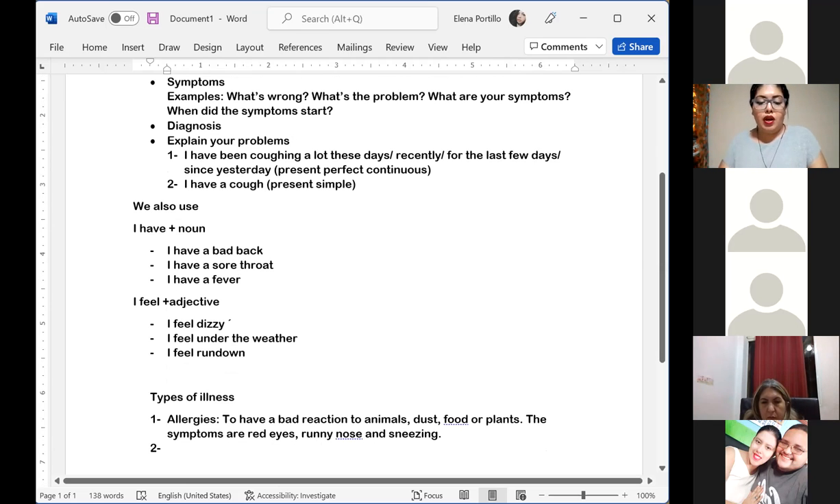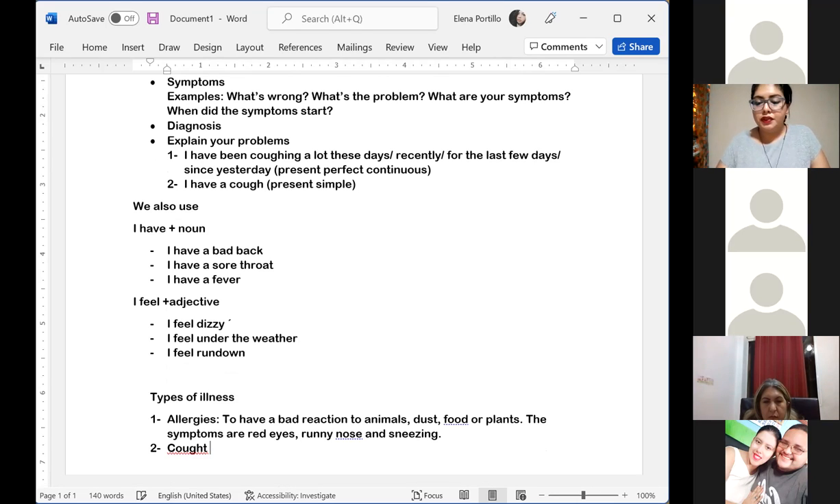Then we have the second one, cough. Pronounce cough. It's pronounced cough. That is the pronunciation, cough. It's to force air out of the lungs, making a loud and uncomfortable noise.